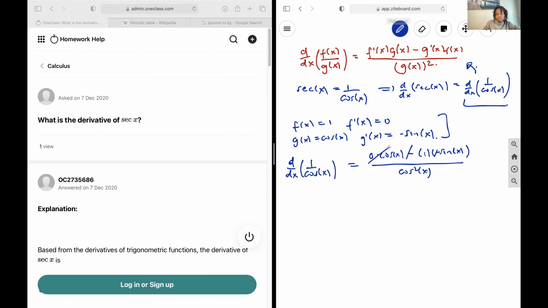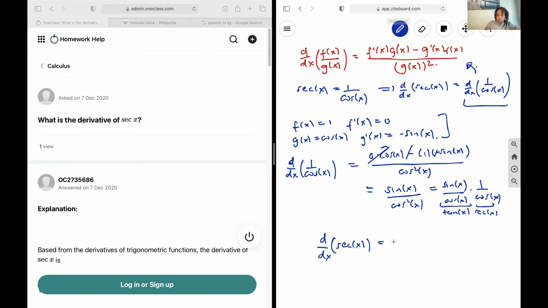These two negatives will cancel and this is 0, and that will leave us with sine x over cos squared x. We can separate this out into sine x over cos x times 1 over cos x, and we know that these identities are tan of x and secant of x. So this tells us finally that the derivative of secant x is going to be equal to tan x times secant x, and that's your final answer.